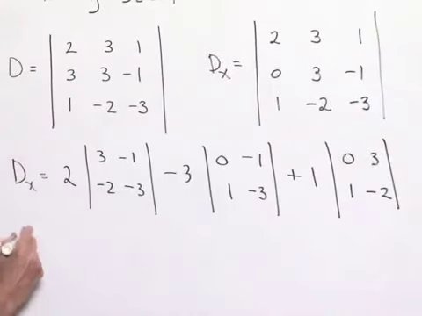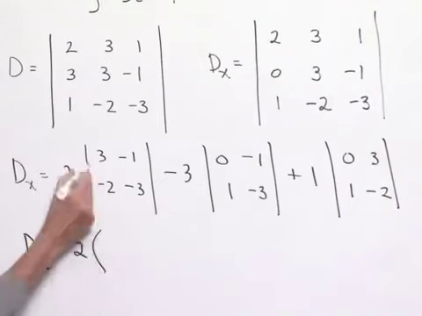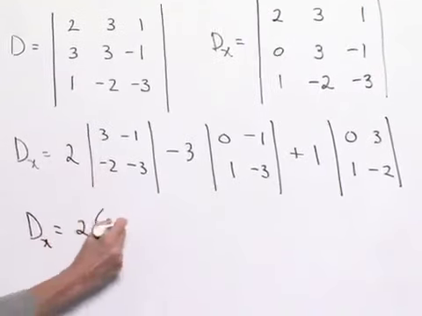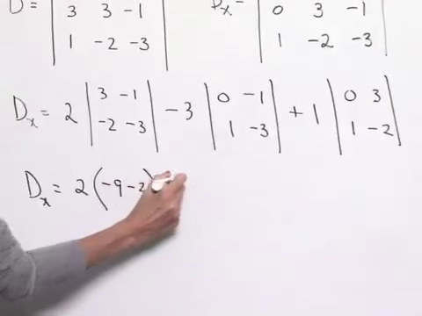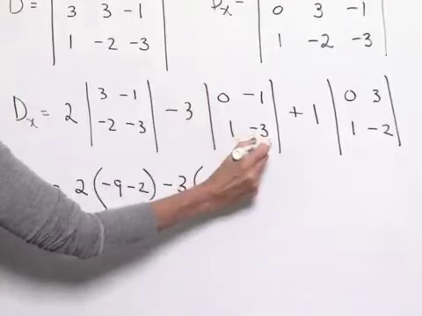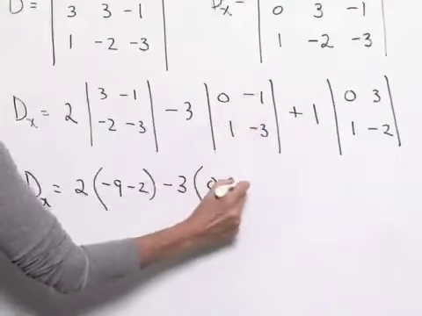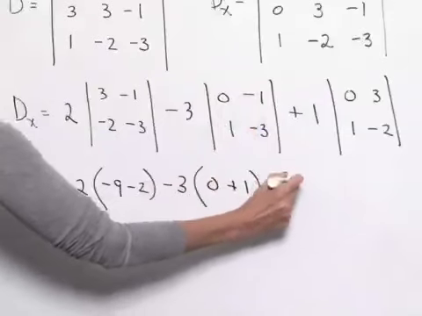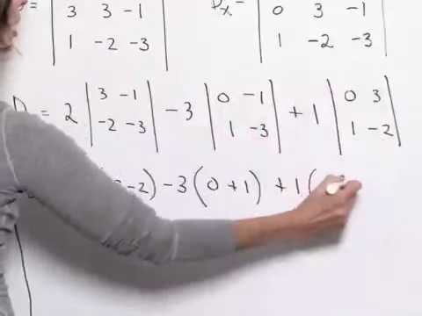Now let's evaluate this. D sub x will equal 2 multiplied times a negative 9 minus a positive 2, minus 3 multiplied times, going along our diagonal, 0 minus a negative 1, which is going to be the same as plus 1, plus 1 multiplied times 0 minus our product of 3.